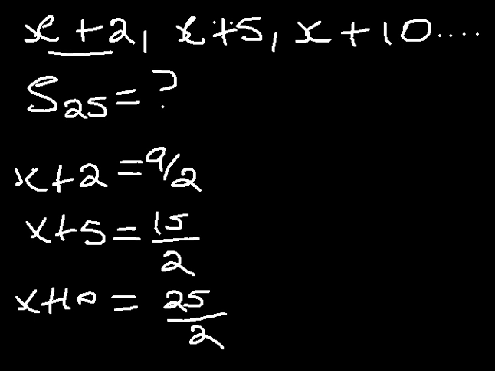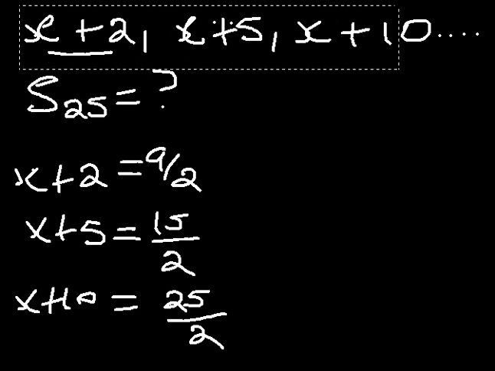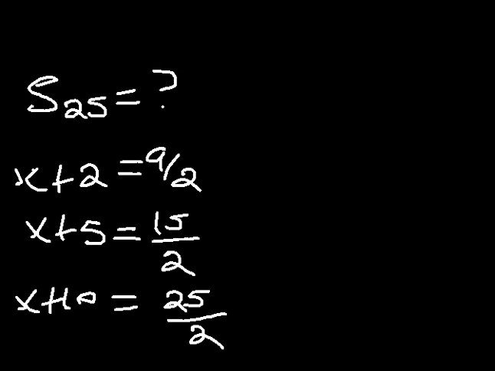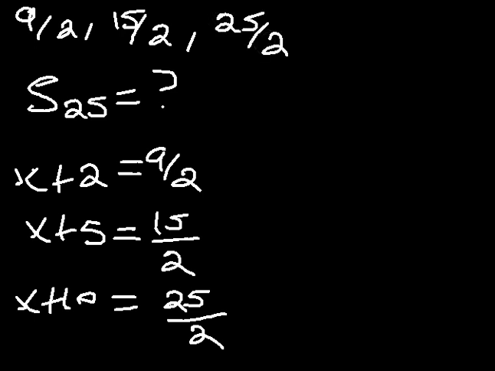So we can interpret the given terms with respect to the way we created them. The first term is 9 over 2, and the other one is 15 over 2. Then we have 25 over 2. So these are the terms of interest you should know.